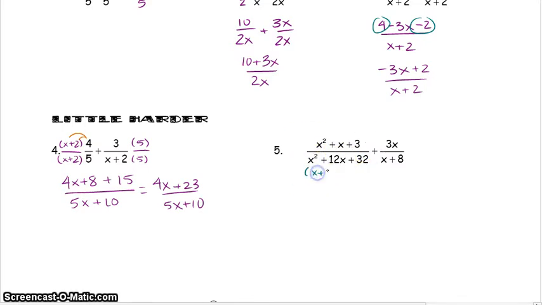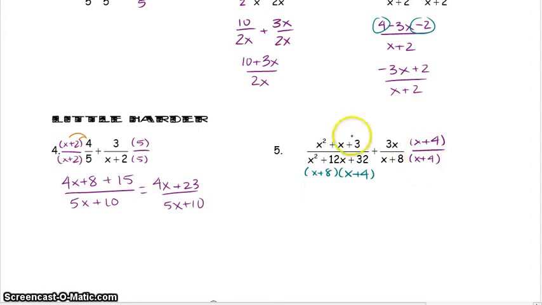Well, that is x plus 8 and x plus 4. So now looking at this, what are we missing from our first term and our second term? In our first term we have an x plus 8 and an x plus 4, but in our second fraction we just have an x plus 8. So the only thing that we're missing is our x plus 4. So we multiply that to the top and bottom of our second fraction. We don't have to do anything with our first fraction.